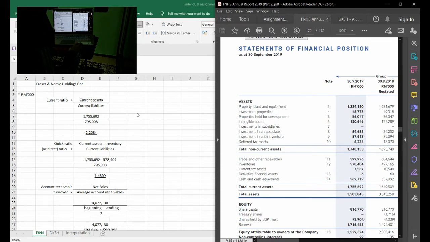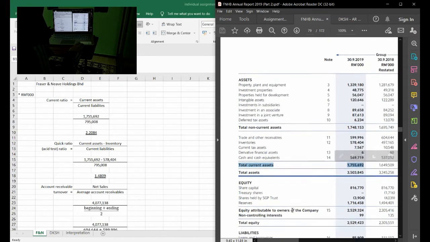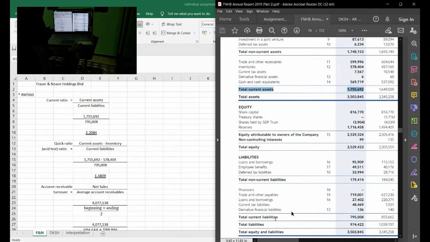Okay, so the current assets I took from the statements of financial position. Current assets will be 1,755,692, and the current liabilities is here, where it is 795,008. So the final answer will be 2.2084.